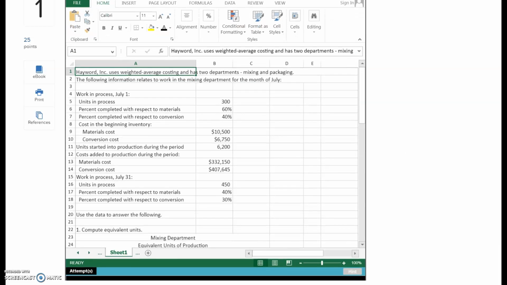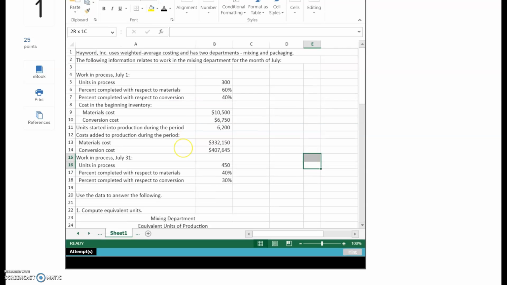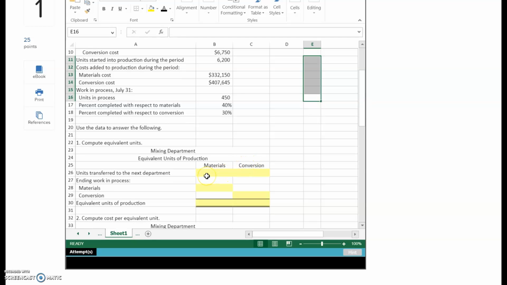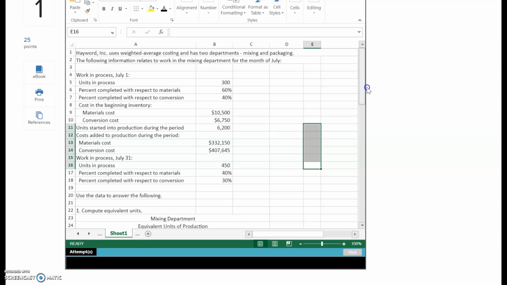When you're doing these problems, you cannot type in numbers. It makes you build formulas for everything. So we have all the information here, and you're going to have to go through and enter the units transferred to the next department. This one is the one that's going to make you think a little bit. I'm not going to give you the answer, but we're told our beginning work in process units. We know how many units were started into production, and then we're also told how many units in ending work in process. So you're going to have to build a formula using these numbers to come down to the units completed and transferred.